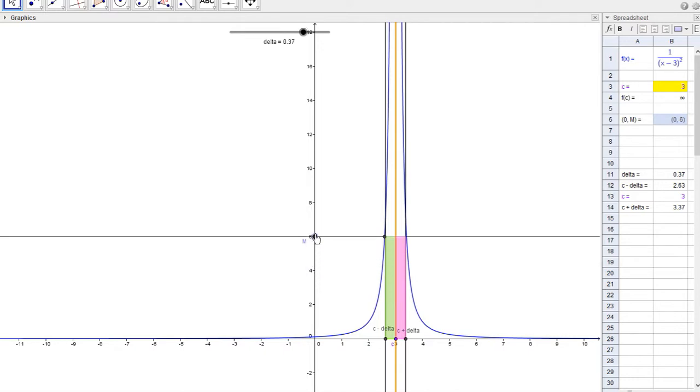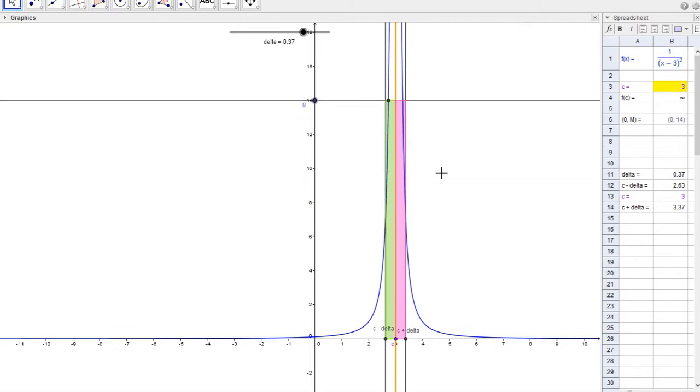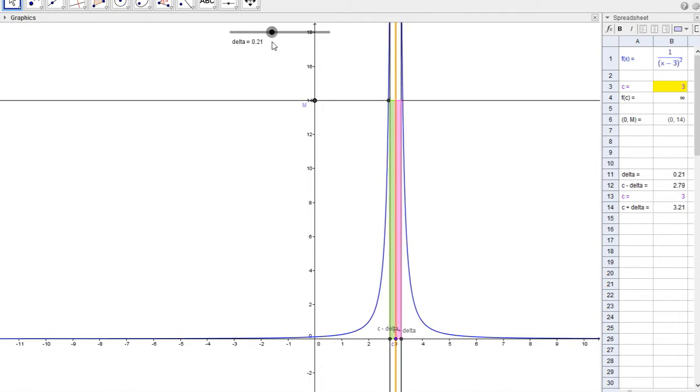Well, what if we pick a bigger value for m? Let's say we go up here. Well, now that delta no longer works because you see there's some of the graph in the pink rectangle. Some of the graph is below m for that choice of delta. But that's no problem. We just make a smaller delta. So if we bring it in a little smaller, we can get all the y values above that. And since we can do this for any value we pick for m, no matter how high we make m, we can go in small enough so that all the y values are above that. Then, in fact, we say that the limit from the right of this function as x approaches 3 is infinity.